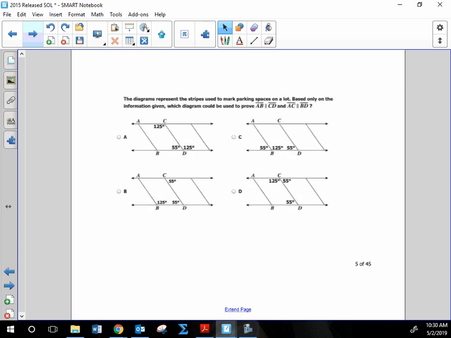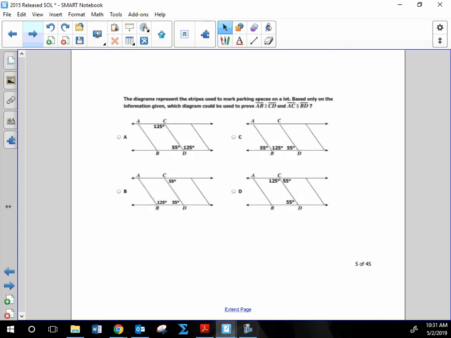All right, so we've got parking spaces. Which diagram could be used to show that AB and CD, as well as AC and BD, are both sets parallel? Alternate interior, congruent. Alternate exterior, congruent. Same side interior, supplementary. What's the other congruent? Corresponding. Good. So I need it to show congruent or supplementary for both sets of lines.